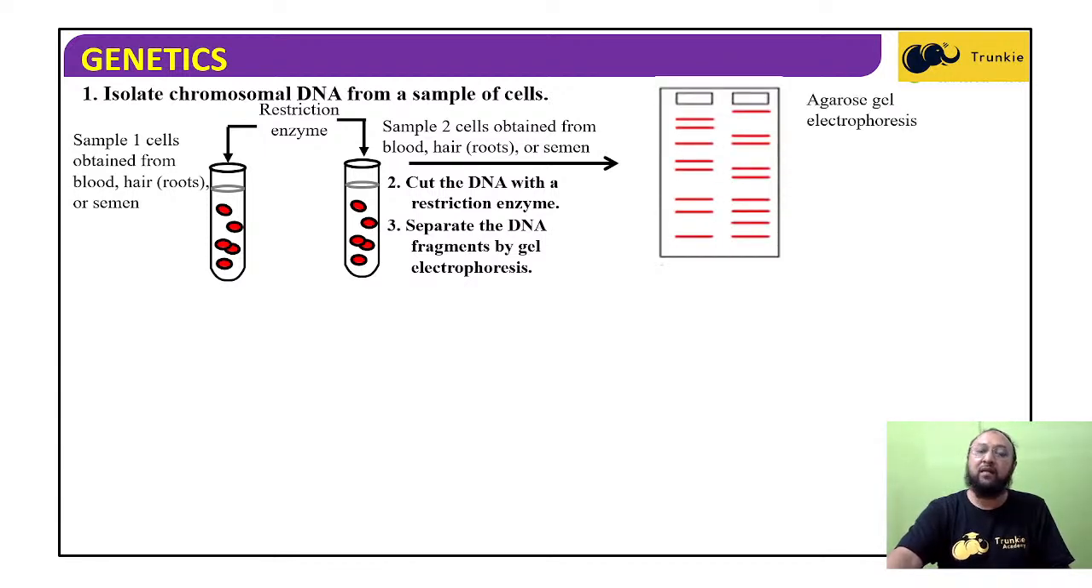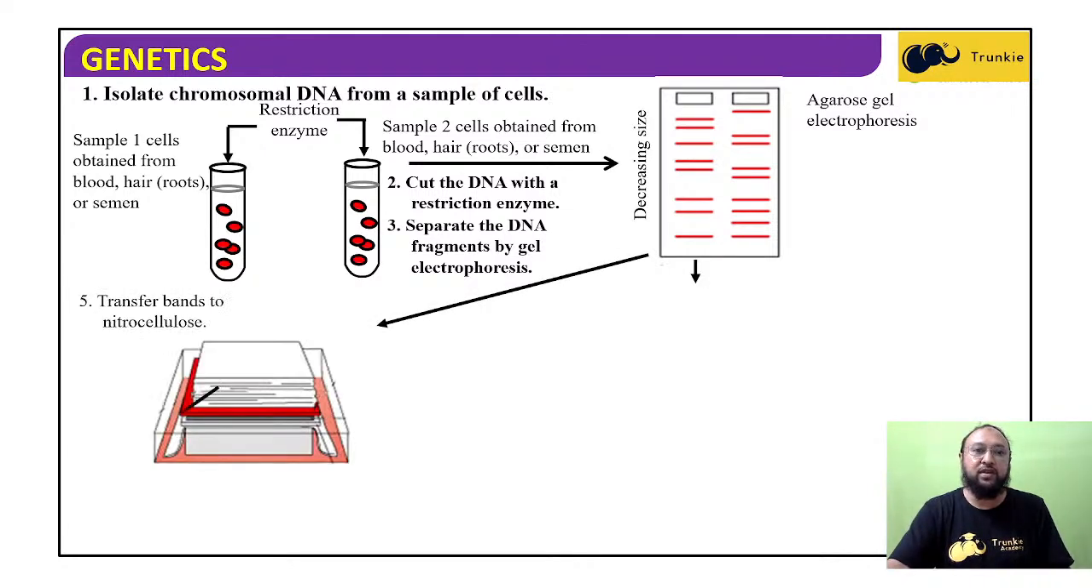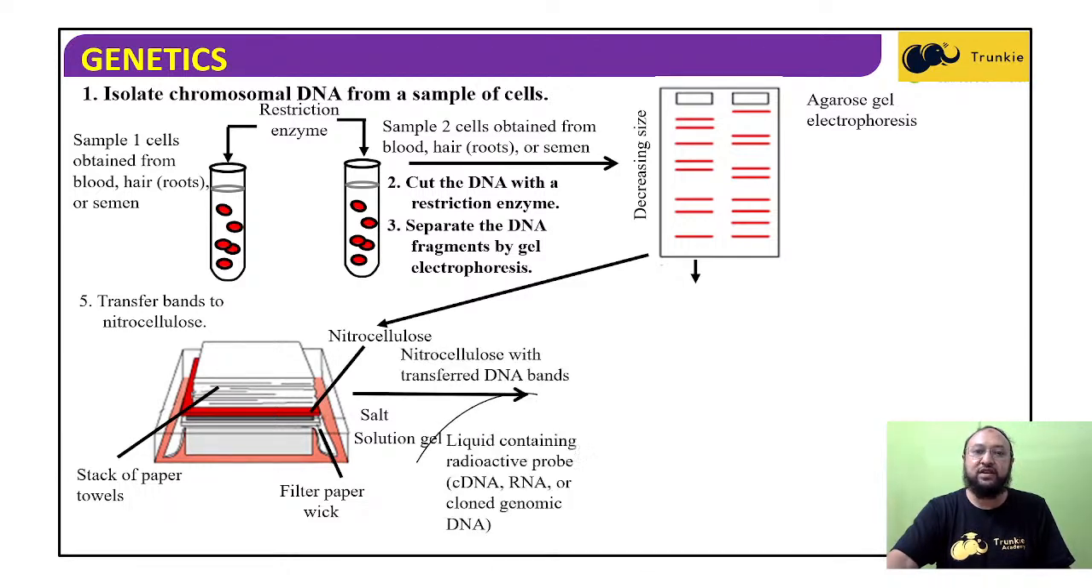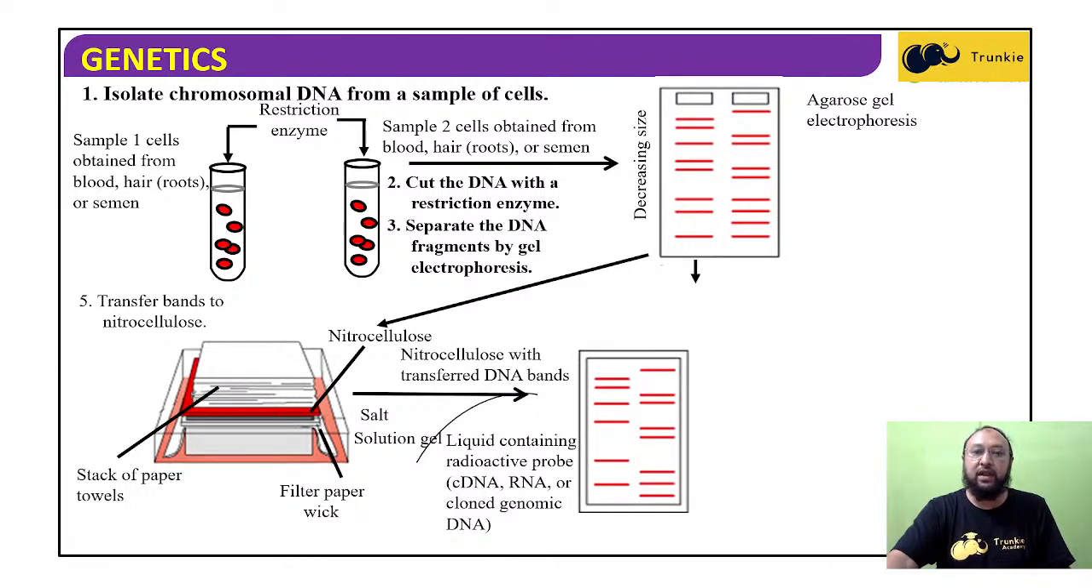Then we do gel electrophoresis to form the bands, and after that Southern blotting: we transfer the bands to the nitrocellulose membrane, with a stack of paper towels, filter paper with salt solution, and the gel. Then we add a liquid containing radioactive probes, which can be cDNA, RNA, or cloned genomic DNA.